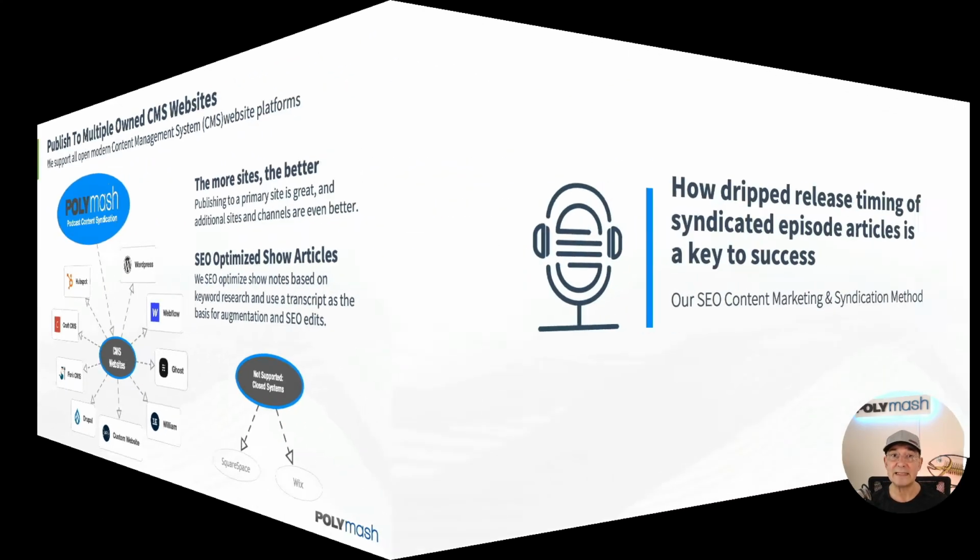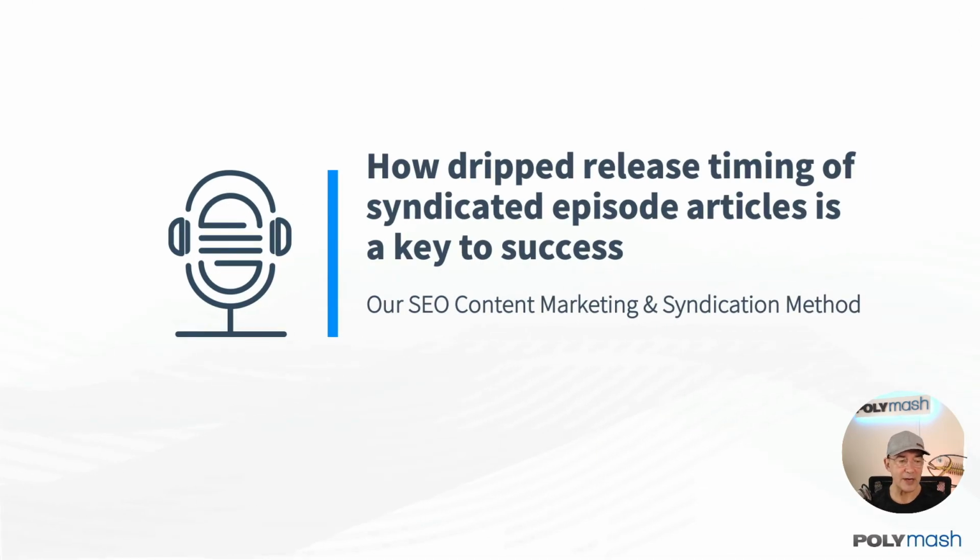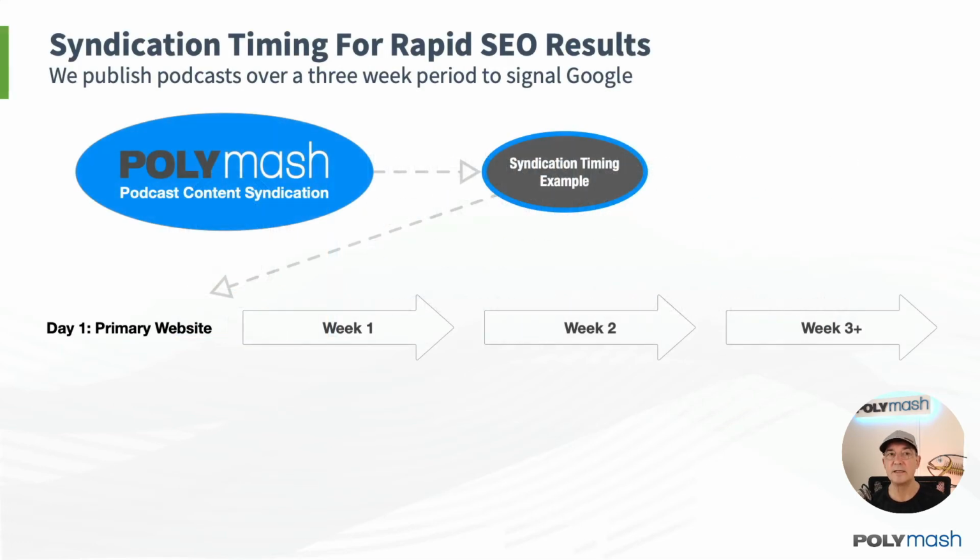So with that said, though, what I want to focus on in this episode is the fact that dripped release timing of syndicated episode articles is a key to success here. So I wanted to explain why and how this works. So basically what we are trying to achieve is to drip the syndicated content to multiple channels, but not all at once.